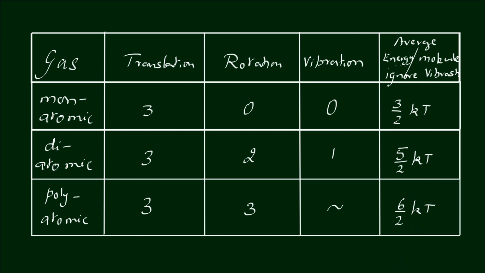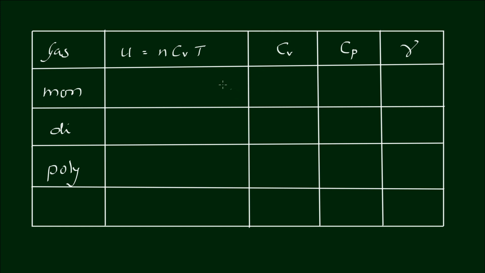Now, let's keep ignoring vibration. I'll explain why. Let's now calculate the total energy per mole. For monatomic gases, we have 3/2 kT per molecule. If I multiply it by Avogadro number, k, Boltzmann's constant, multiplied by Avogadro number gives me R, the universal gas constant. So the internal energy per mole, n equal to 1, is going to be 3/2 RT.